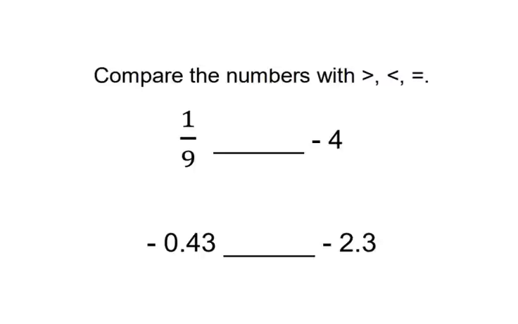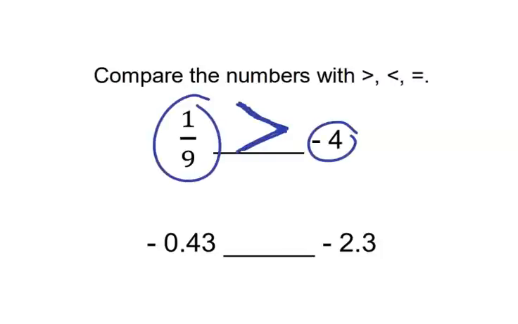So obviously -4 is going to be further to the left on the number line. And if that's the case, then -4 is going to be the smaller number between 1/9 and -4. So we're going to put the sign this way because 1/9 is positive and this is negative. So the positive number is obviously bigger than the negative number. So 1/9 is greater than -4.